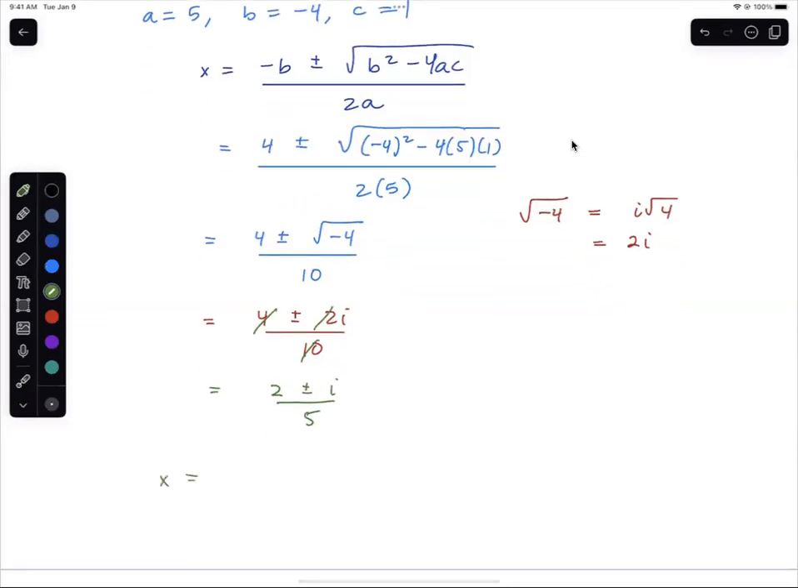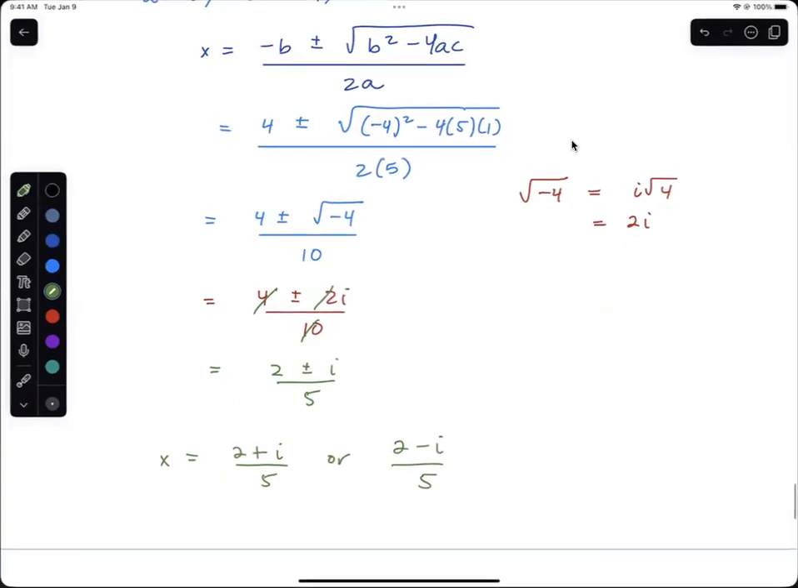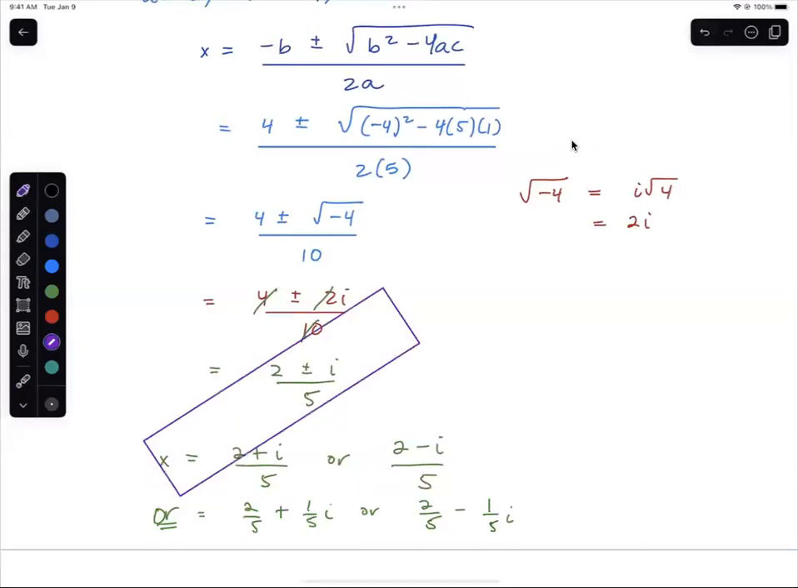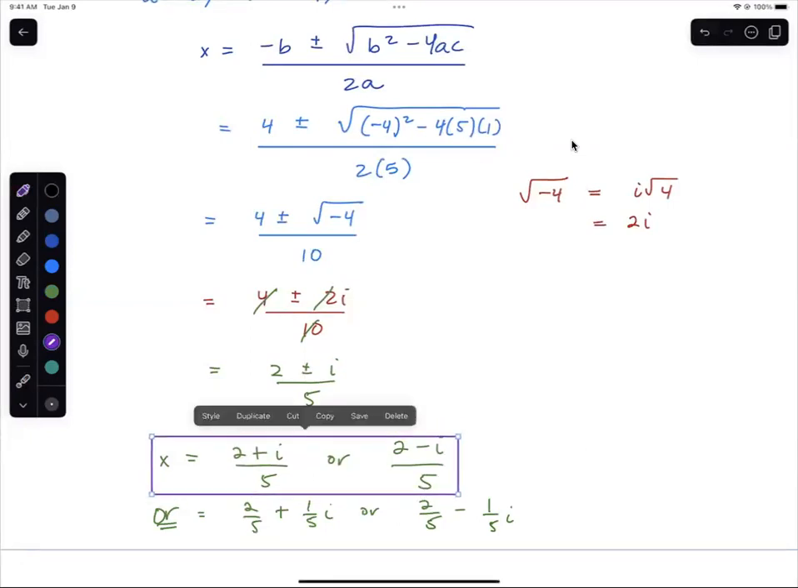So x is equal to 2 plus i over 5 or 2 minus i over 5. Okay, or you could write it as 2/5 plus 1/5 i or 2/5 minus 1/5 i. But either one is okay. I like this one just because it's a little bit cleaner, but either one is correct. And this is the end of 2.4.